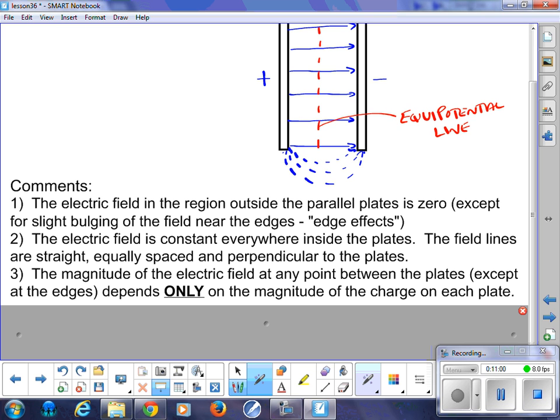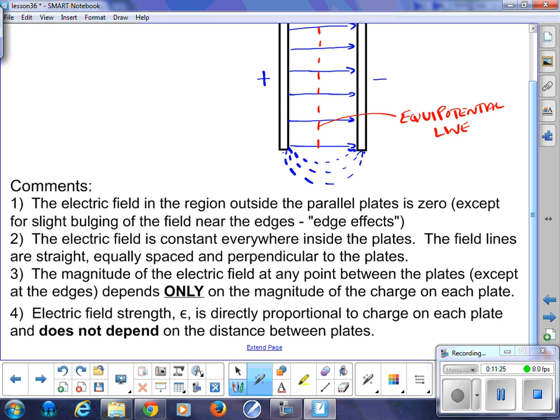Magnitude of the electric field at any point between the plates depends only on the magnitude of the charge. So field strength depends only on the magnitude of the charge of each plate. That's the only thing that matters. You'll notice that it doesn't say anything about distance between the plates. It is only the magnitude of the charge. So they could be 2 centimeters apart, they could be 2 meters apart.